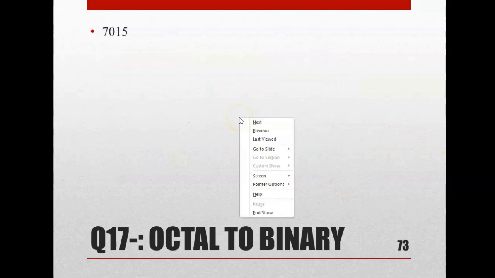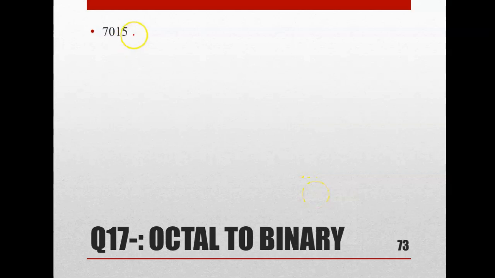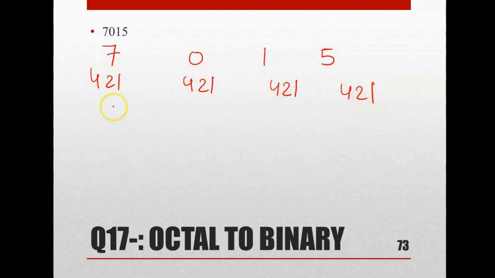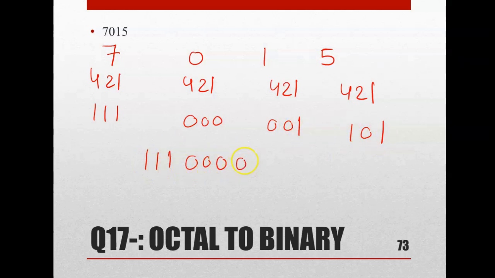Moving to the second part of question number 17, which is 7015. I hope you are clear. So just for the practice purpose, I am taking all the questions. It is 4 2 1, 4 2 1, 4 2 1 and 4 2 1. Triple 1, triple 0, 0 0 1 and 1 0 1. Write them together. Triple 1, triple 0, 0 0 1 1 0 1 with base 2 or radix 2. So we are done with this question number 17 B part also.